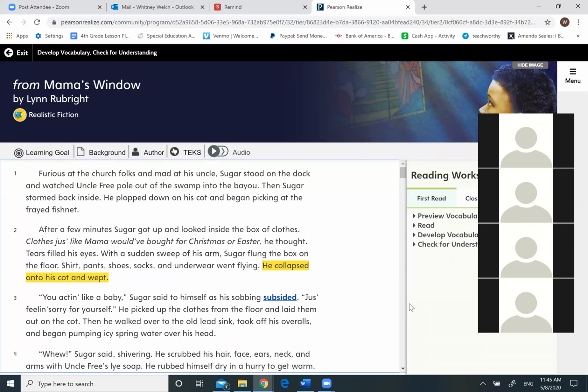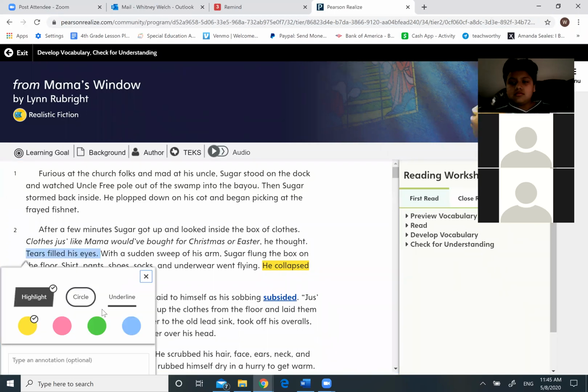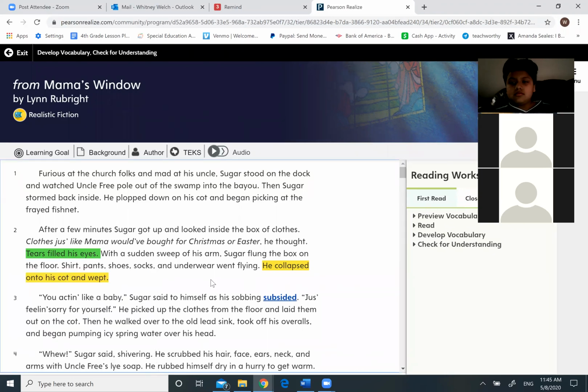Absolutely right. So here we have Sugar. He throws his clothes on the floor and then he collapsed onto the cot and he wept. What part in paragraph 2 helps you figure out that wept means crying? Look at paragraph 2. What is some evidence to help you figure out that wept means crying? Tears filled his eyes. Yes, right here. Good job. Tears filled his eyes. So that's a clue to tell us that Sugar is getting ready to cry.